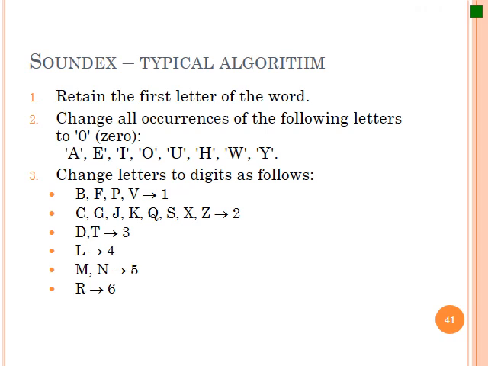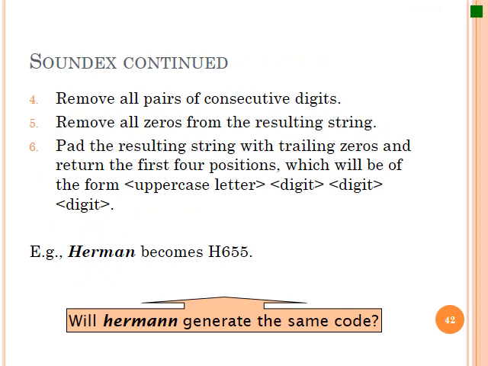Then you change the letters into digits according to these groups. Whenever you see B, F, P, V, change to 1. C, G, J, K, Q, S, X, Z change to 2. The reason for this is that in English, these letters may sound similar. They may sound similar, right? So you do this. After you do this, you continue.